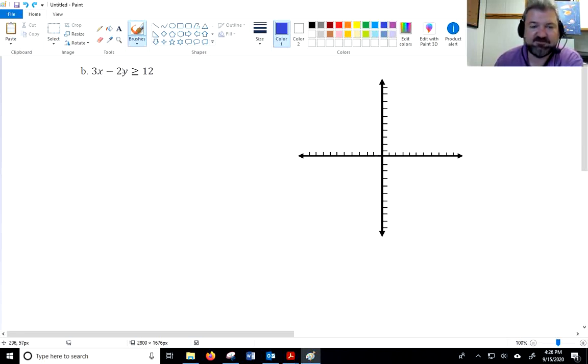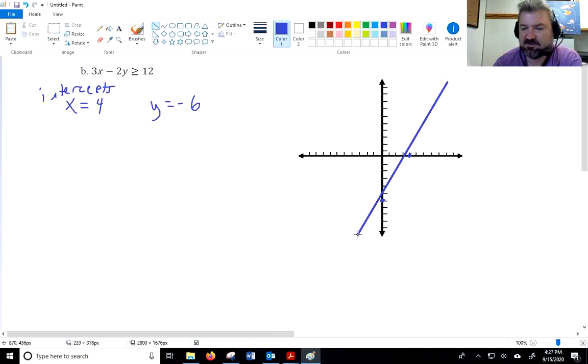If I plug a 0 in for y into this boundary equation, I'll get that 3x is equal to 12, meaning that x equals 4. If I plug a 0 in for x, I'll get a y-intercept of negative 6. And these are the intercepts, by the way. They are intercepts because I plugged a 0 in for y to get the x, and I plugged a 0 in for x to get that y. So I'm going to graph negative 6 on the y-axis and positive 4 on the x-axis. And I will go ahead and leave it a solid line, since it's got greater than or equal to.